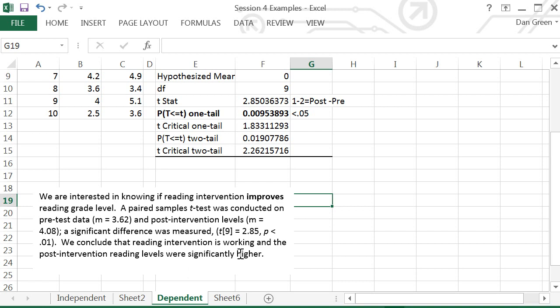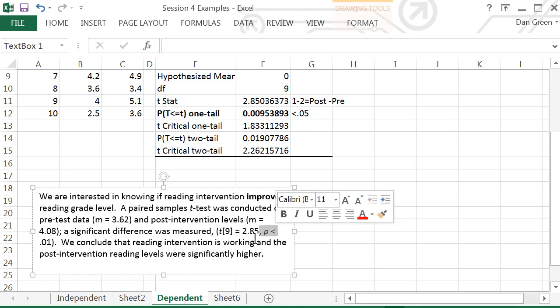The statistical conclusion is that we reject the null hypothesis because p was less than 0.01, and the practical significance of that is that the reading intervention is working. It's actually increasing reading levels.